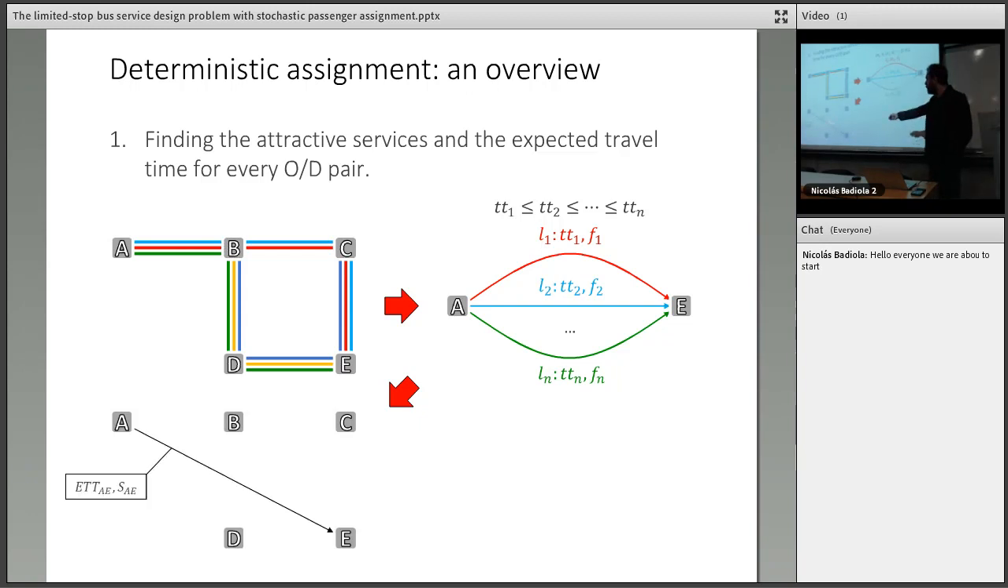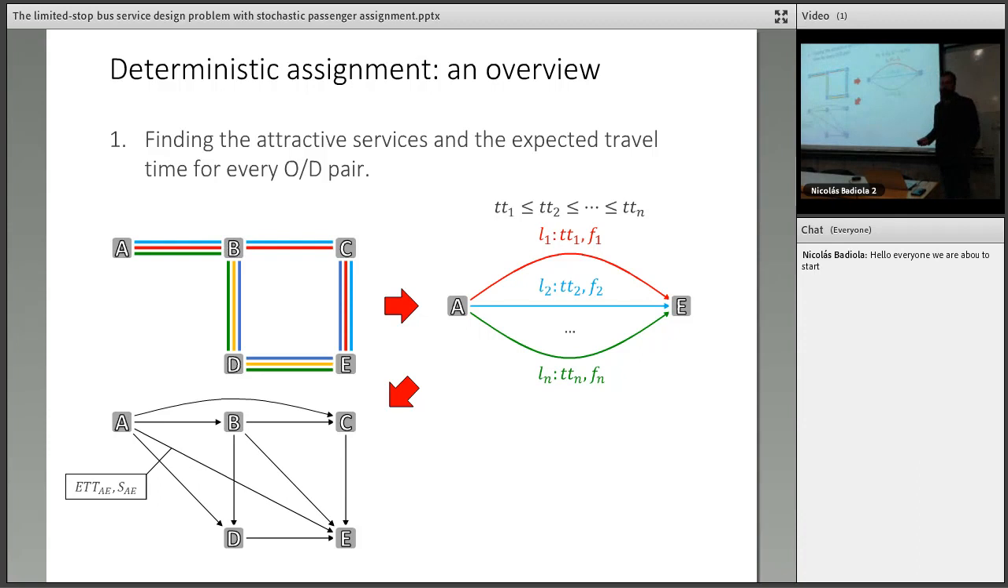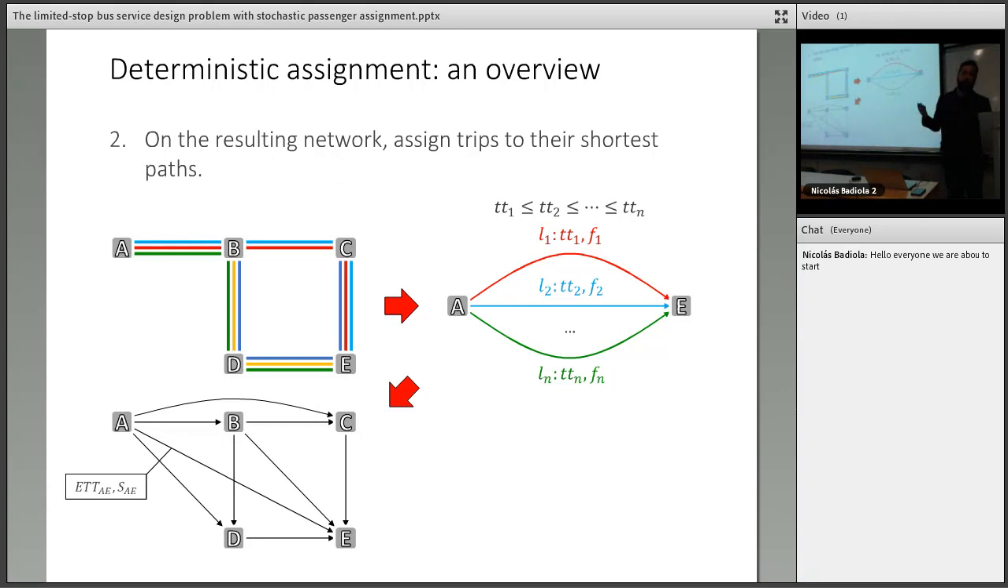If I go from A to E, I should use this set of attractive services, and this is the expected travel time that I will get. So we simplify the problem from this to this. And then, of course, we're going to do the same thing with every other OD pair. Then, on top of this network, we solve the second stage, which is finding the shortest paths for every OD pair.